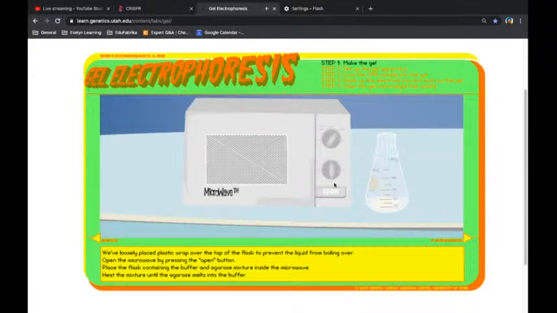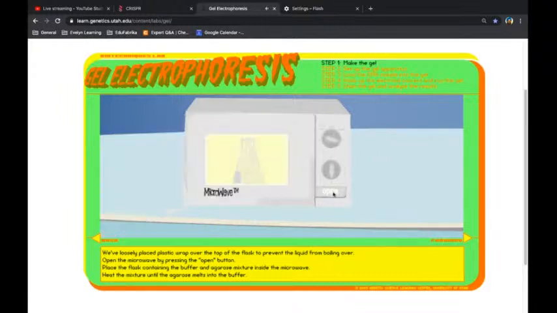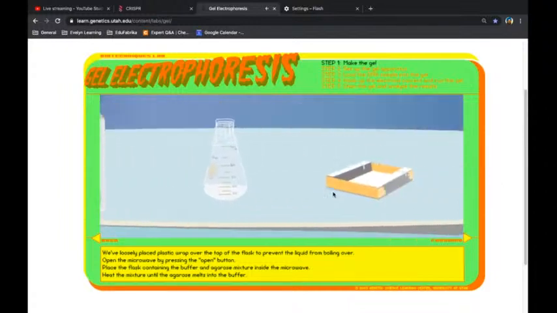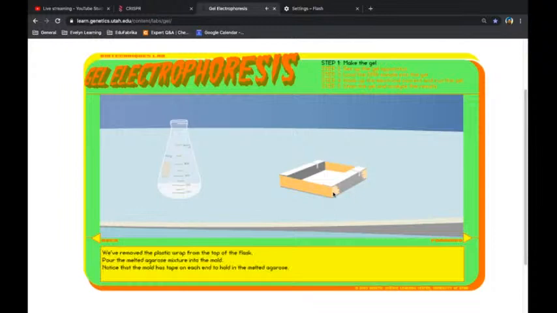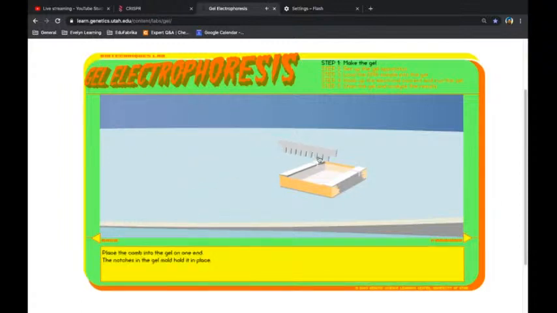So open the microwave and heat it a little bit so that the agarose melts in the buffer, so it's in the liquid form, and we can pour this into the mold where it solidifies. So we are making the gel at the moment, and before it gets solidified, we add these combs to make wells inside it, well chambers.